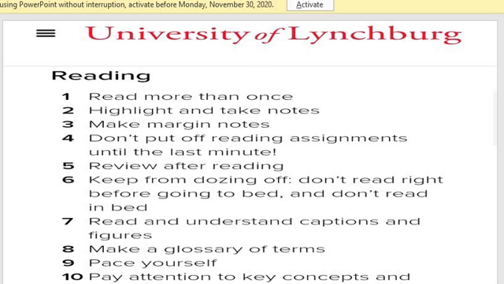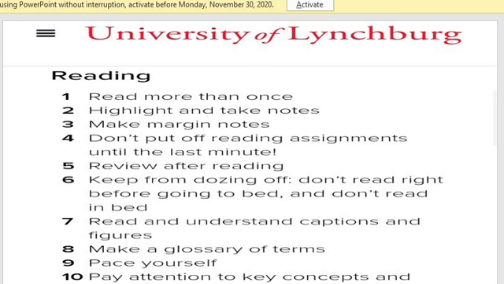And next, keep from dozing off. Don't read right before going to bed, and don't read in bed. That is a very important and interesting point. Obviously, you will fall asleep very fast, and don't read in bed. This is not a good habit when you are in bed and try to study. Eventually, whenever you say, friend, when I study I feel sleepy. So these sorts of things can't help you in your studies. So keep from dozing off, don't read right before going to bed, and don't read in bed.